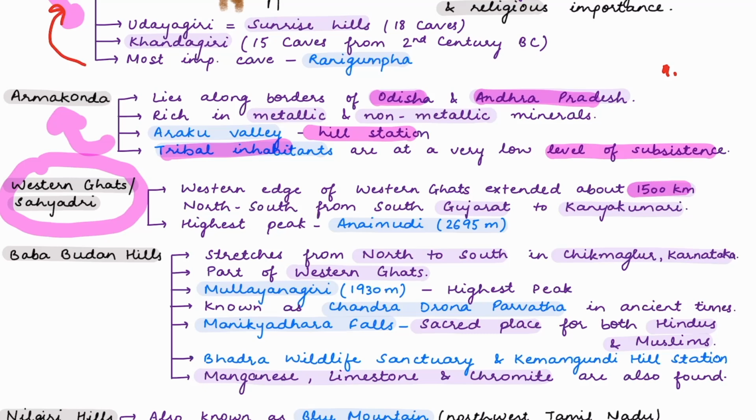One more thing about the Western Ghats is that the highest peak of the Western Ghats is Anaimudi. Also, the Western Ghats have been declared a UNESCO World Heritage Site. They are also recognized as a hottest hotspot because of the biological flora and fauna diversity found in the Western Ghats.